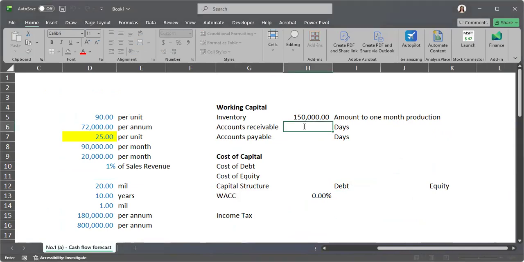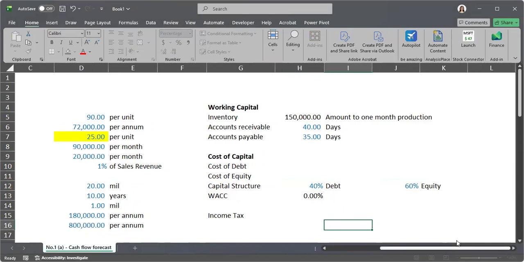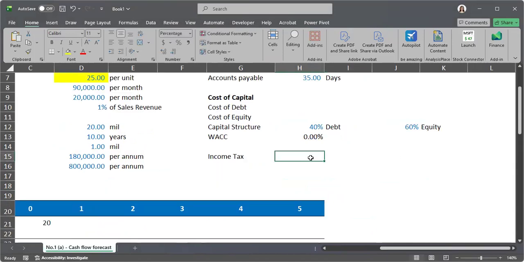Receivable is 40 days and account payable is 35 days. Structure of the debt is 40% debt, 60% equity, and income tax is 18%.